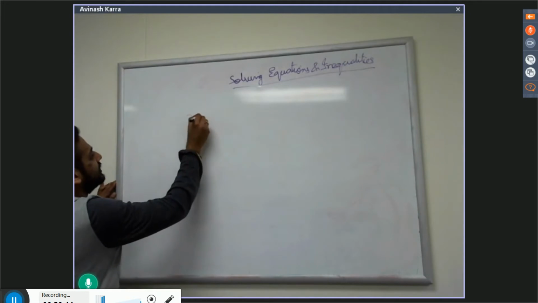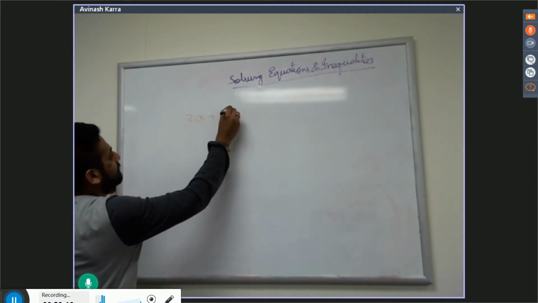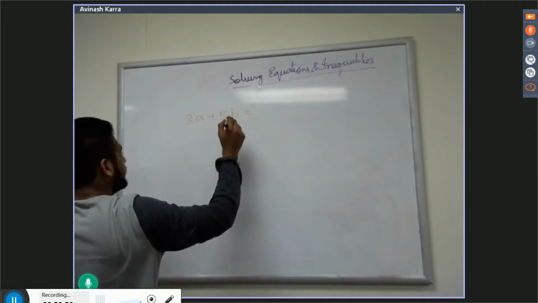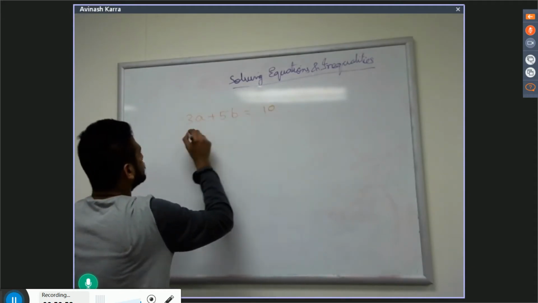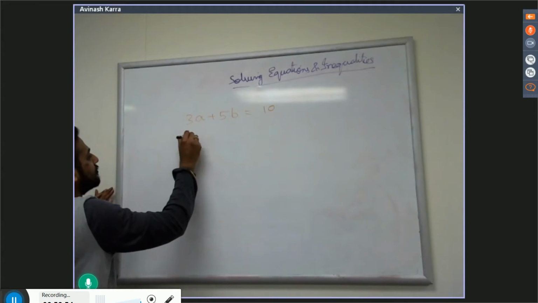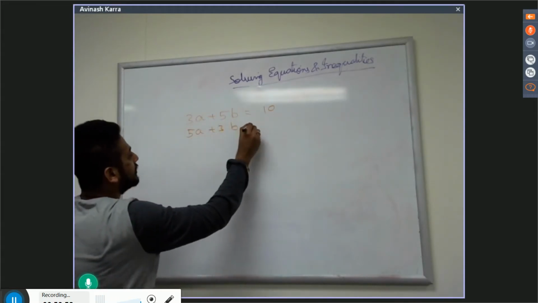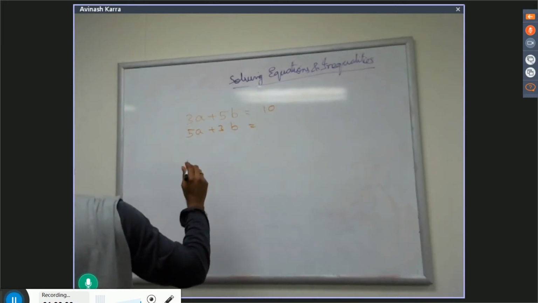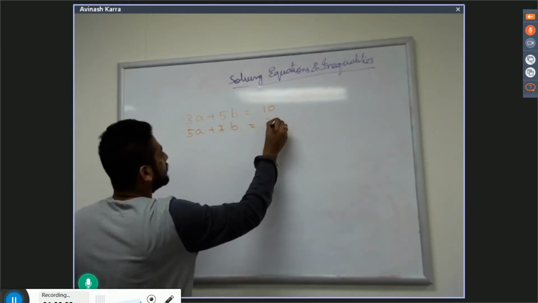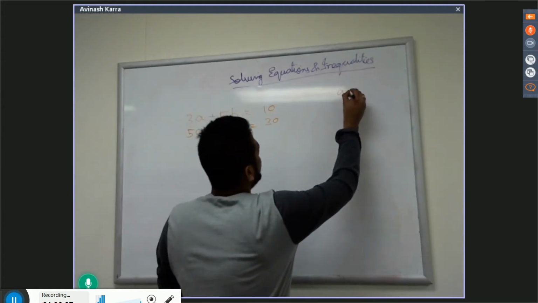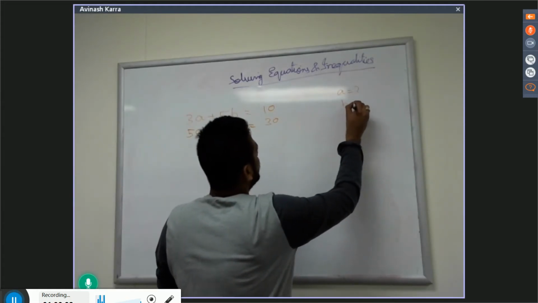So I say 3a plus 5b is equal to 10, and 5a plus 3b is equal to 30. So first find the values of a and b.